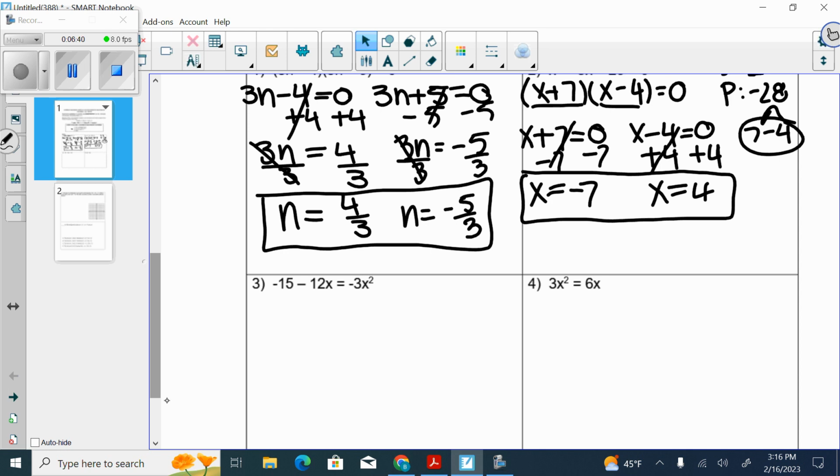What would we do? Add, right. I have to move the negative 3x squared to the other side. The opposite of a negative is a positive, so I add 3x squared to both sides. Over there, those go away.